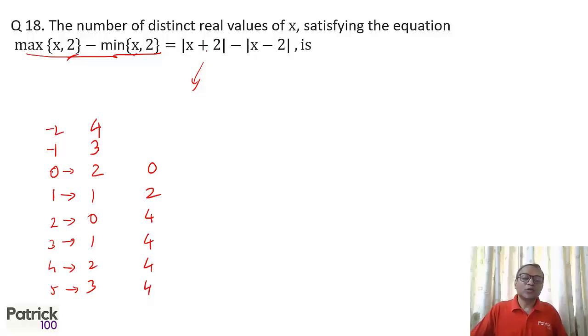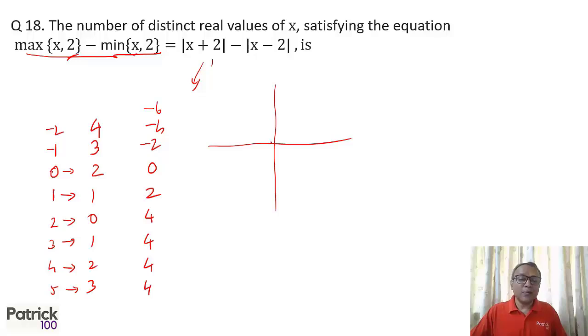Going to negative values. If I take minus 1, minus 1 plus 2 gives you 1, and minus 1 minus 2 gives you minus 3, which is 3, so this becomes minus 2. If I take minus 2, this becomes 0, this becomes 4, so minus 4. So I realize the pattern, and I plot it on the graph. Let's take the first graph. At point 0, it is 2. Then at point 2, it becomes 0.